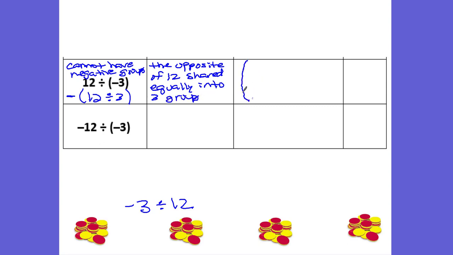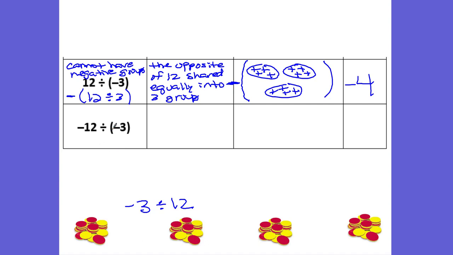So we're going to need our parentheses again on the outside. Put your negative symbol to represent the opposite. And we still want 3 groups. So 1, 2, 3. I'm going to close my parentheses. And we're sharing the 12. So 12 positive. So there's 1, 2, 3, 4, 5, 6, 7, 8, 9, 10, 11, and 12. So what is the size of each group? Each group has 4 positives. However, we want the opposite of that. And the opposite of 4 positives will be 4 negatives. So 12 divided by -3 equals a -4.